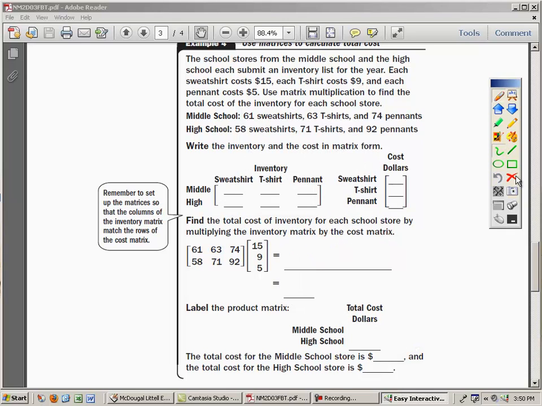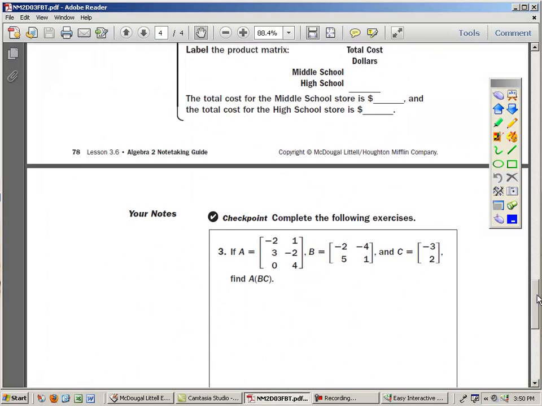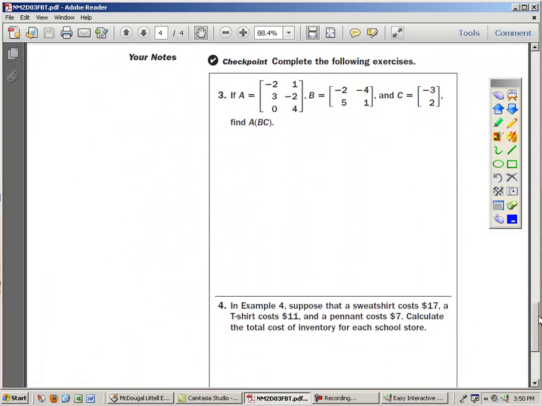All right. The final page then of the lesson is a couple of checkpoint problems. I want you to go ahead and try these, and we'll look at the solutions of them in just a moment here.